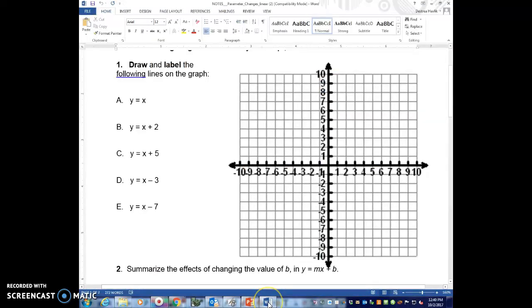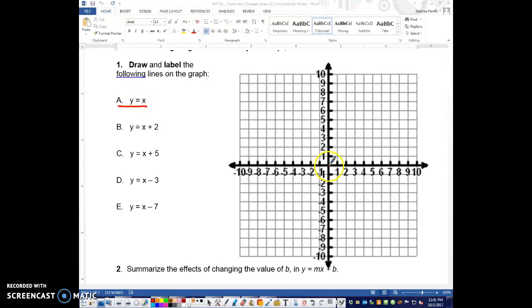Okay, so now we're going to look at our notes for today. I'm going to draw the lines for you, and then I want you to answer the questions. So, let's start off with A. We're going to draw that line y equals x.